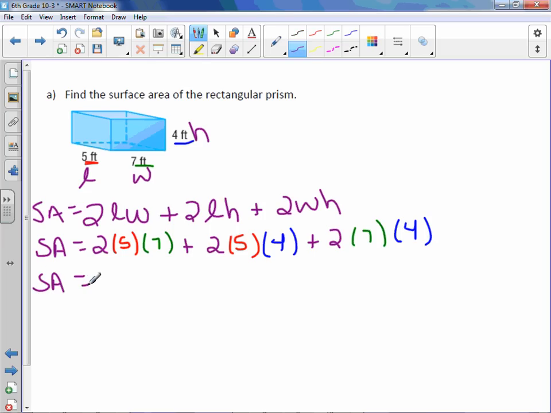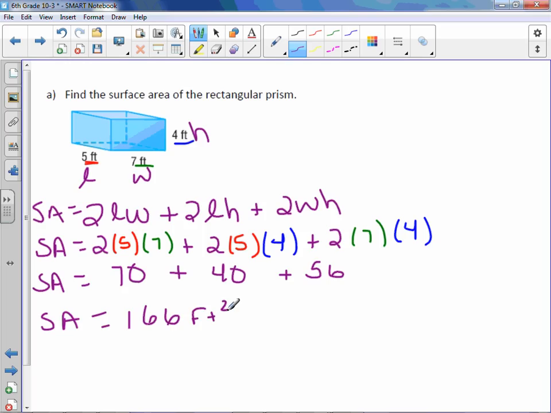Surface area equals 2 times 5 times 7 is 70 plus 2 times 5 times 4 is 40 plus 2 times 7 times 4 is 56. Add those amounts together. We have 70 plus 40 plus 56. We get a total area of 166 feet squared.